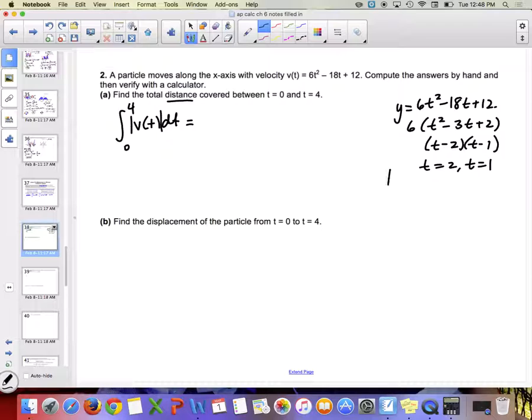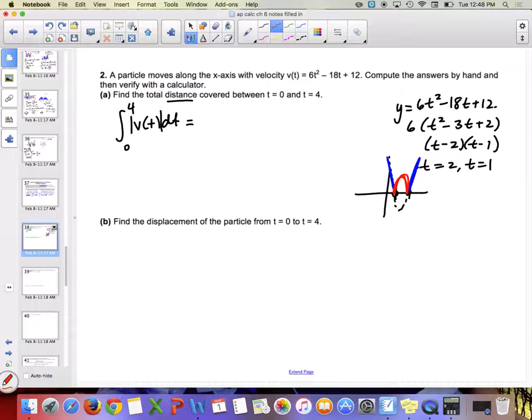So that means we have a parabola that's crossing at 1 and 2. And we know it's an upwards parabola because it was positive t squared. So it looks something like that. So on our graph, we have the absolute value of that. So the two portions that were positive y values stay the same, but the part in the middle that was below the x-axis flips over.